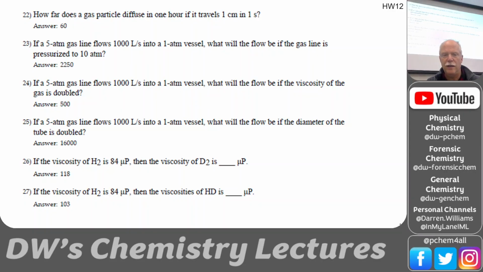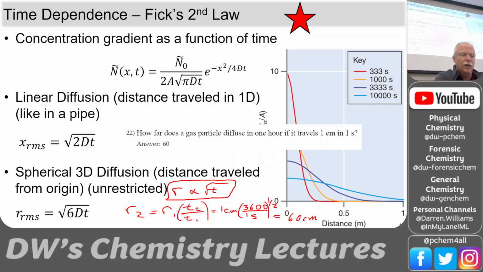That's how far it went. And so you need to find the equation of how far it goes. So here's 22. You have two options here. You have this x versus r. And really the difference is is it constrained or not? And so this is linear diffusion. So it's constrained to a single dimension, like in a pipe. Whereas spherical 3D diffusion is unrestricted, and so notice instead of a two, it's a six.